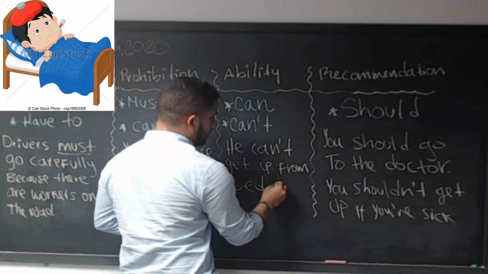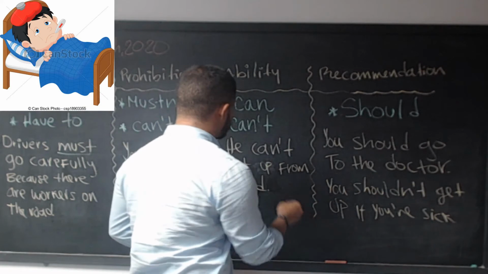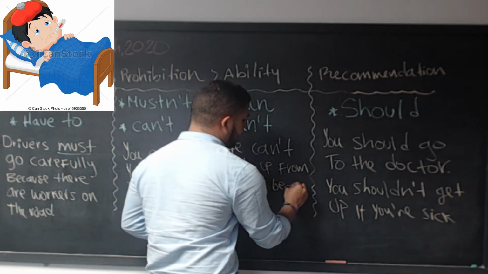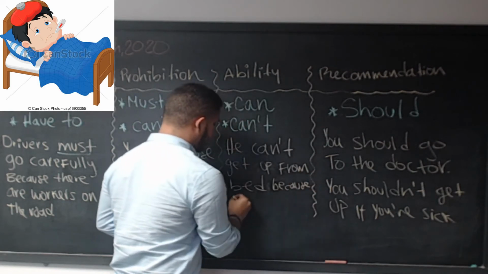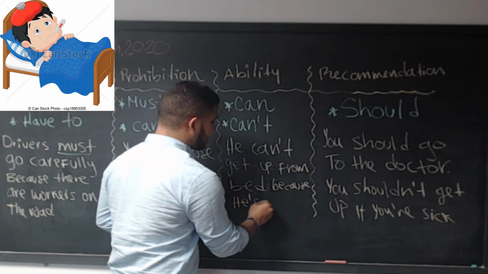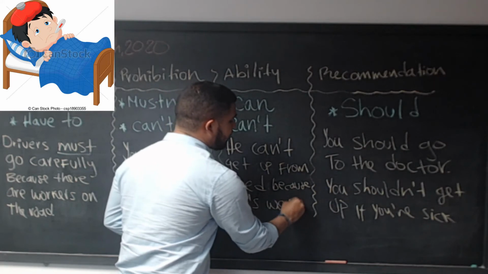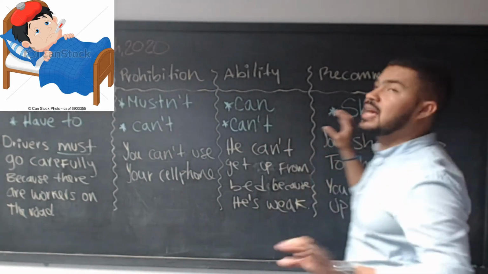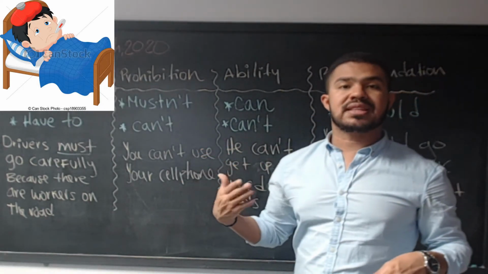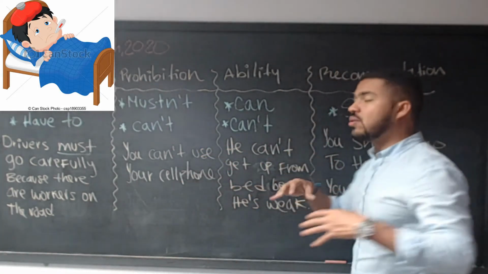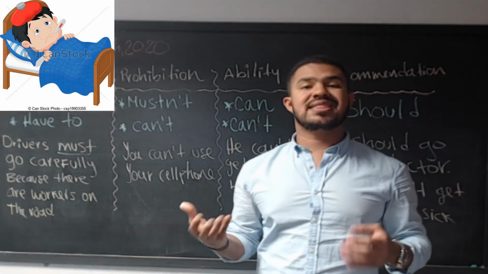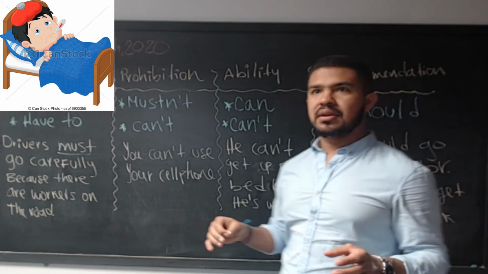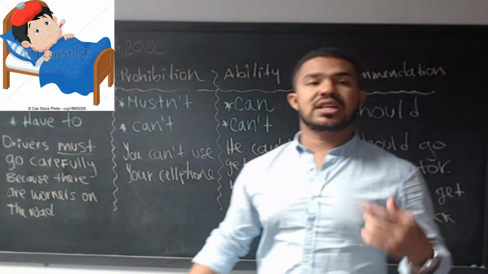Okay? He can't get up from bed because he is weak. Está débil. ¿Ok? Ojo con esa oración interesante. Vamos a expresar esa misma imagen como habilidad, una habilidad que no se tiene. ¿Listo? Entonces, él no puede pararse en la cama porque se siente débil, porque está débil. Entonces, es una habilidad que no tiene, ¿vale? ¿Ok? So, that's it. Let's go with the next one.